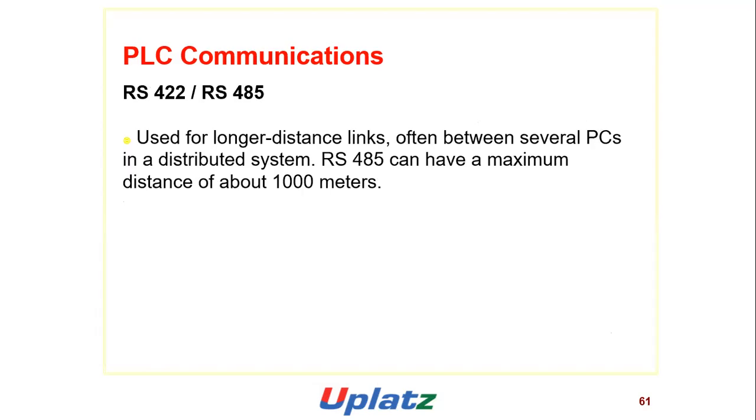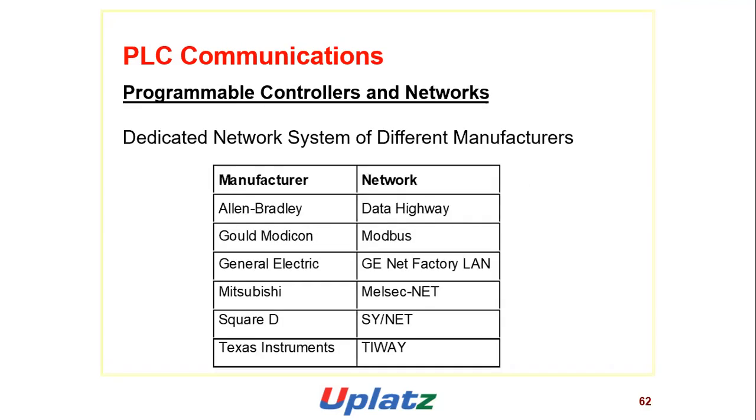RS-232, RS-422, and RS-485 are used for longer distance links, often between several PCs in a distributed system. RS-485 can have a maximum distance of 1,000 meters. Programmable controller networks are dedicated network systems of manufacturers: Allen-Bradley Data Highway, Gould Modicon Modbus, General Electric GE Net Factory LAN, Mitsubishi, Square D SY/NET, TI.